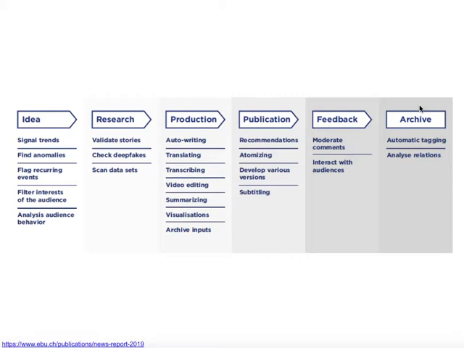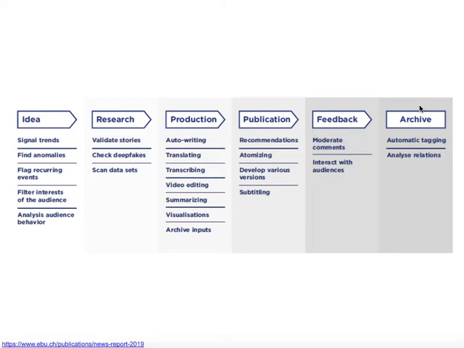And then in terms of publication, we might use AI scripts to determine the time of publication or even the platform. It's quite often used to recommend stories to individuals based on learning from their previous consumption. And it's also used in terms of comments as well and interaction with audiences. So for example, chatbots, which we've mentioned, or it might flag up comments that are likely to need moderation, or indeed it might automatically hold those comments back.